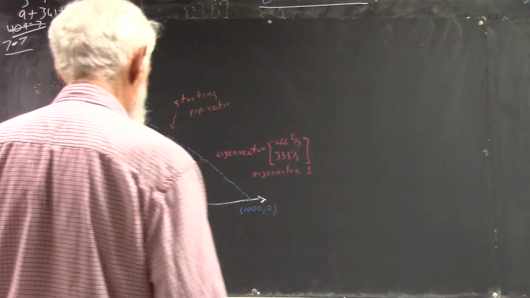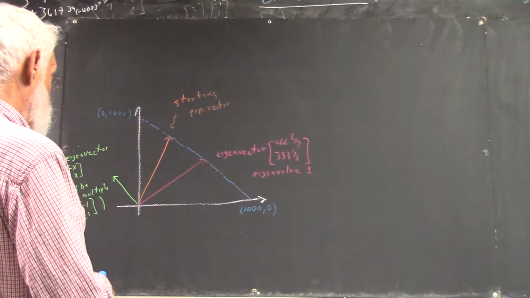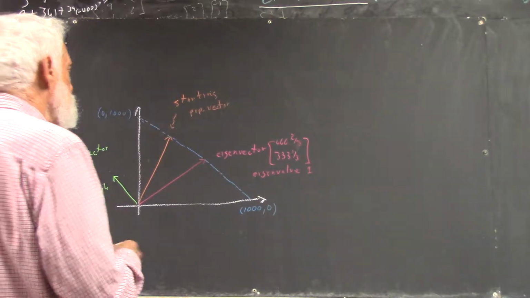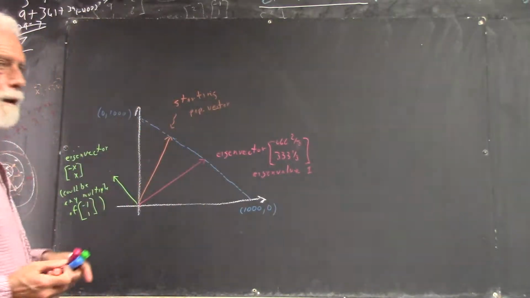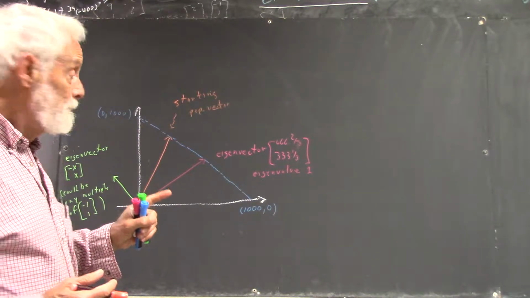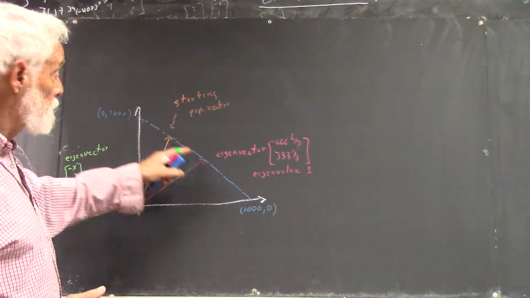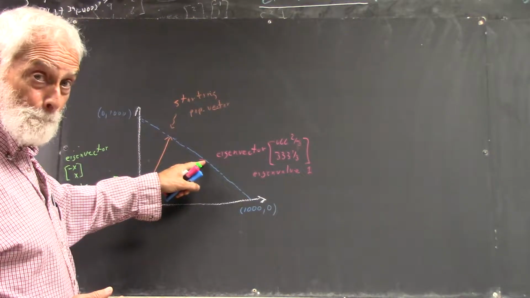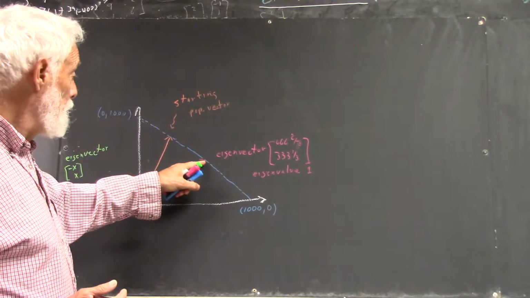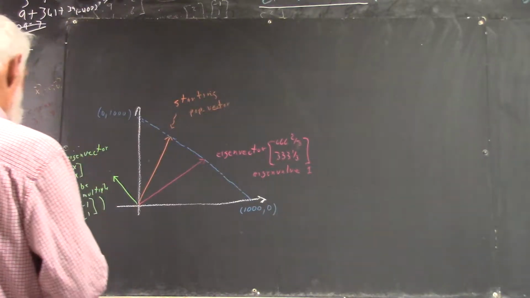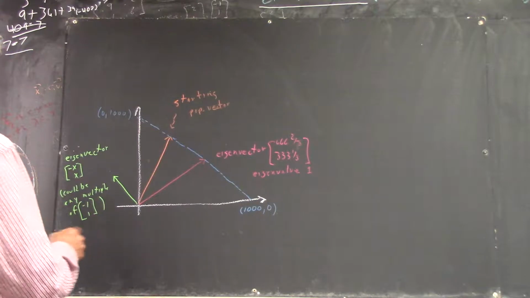Well, now, what turns out in this case is the tip of this vector gets closer to the tip of this vector. And let me put one more thing down here.